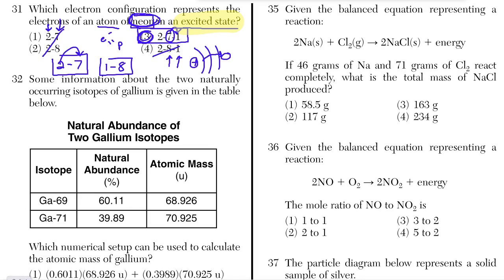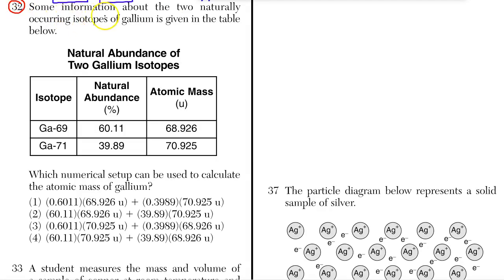Number 32 is next. Some information about the two naturally occurring isotopes of gallium is given in the table below. So we have gallium-69 and gallium-71, and their atomic masses in atomic mass units, 68.9 and 70.925. Notice they're both gallium. The different mass numbers indicate that there's a different number of neutrons. That's what isotopes are: same element, same number of protons, but different number of neutrons. Therefore, the mass is different.